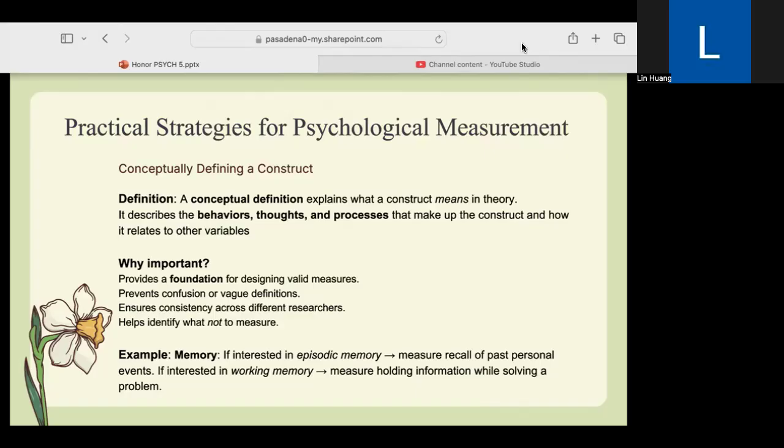For example, if we wanted to study memory and the first researcher is interested in episodic memory, they will measure the record of past personal events. If another researcher is interested in working memory, then he or she may measure holding information while solving a problem.